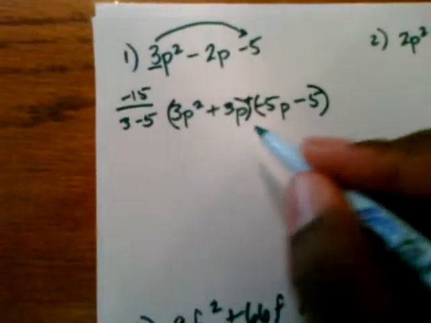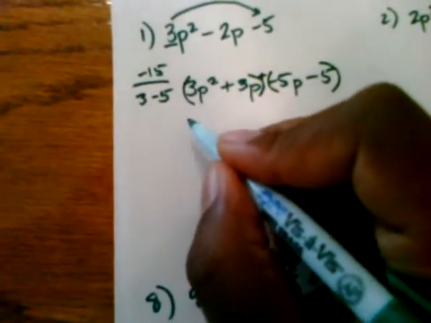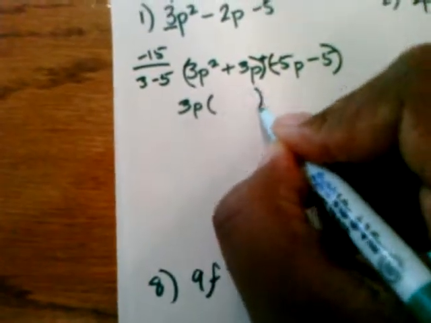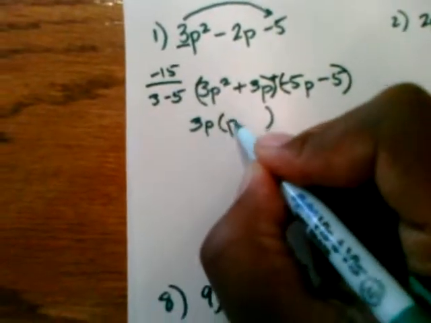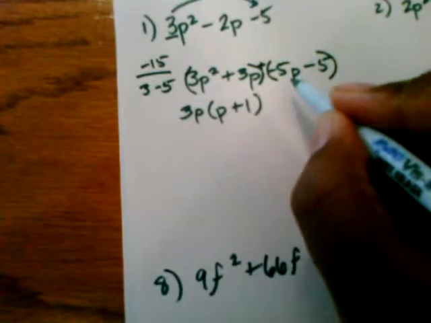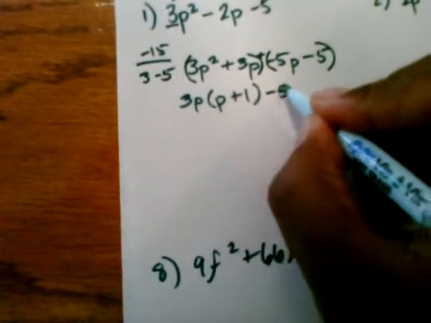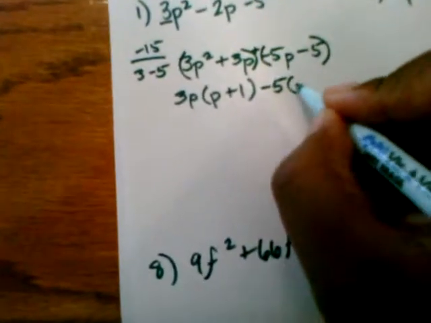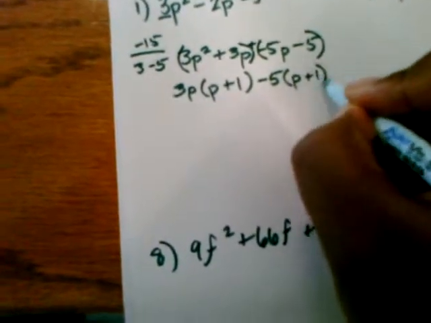Now I can factor each group. And so I see they have a 3 in common. They also have a p in common. So I'm going to take out a 3p and put what's left over. If I take out a 3p here, I'll have a p left. If I take out a 3p here, I'll have a 1 left. I can also take out what they have in common here. They have a -5 in common. And what's going to be left, if I take out -5, I'm going to have a p left. And if I take out -5 from here, I'm going to have a positive 1 left.